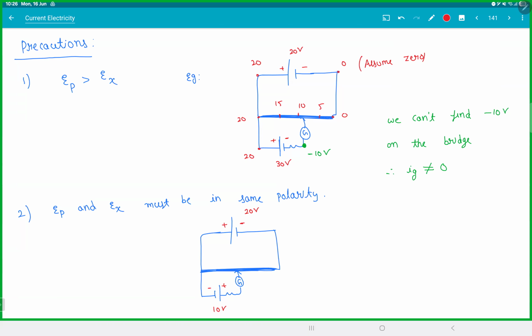There, I took care of the precaution one. The primary battery is greater than the secondary one. If I take this as 0 potential, this is 20 potential, this is 20, this is 0. Again, same story. This is 15, this is 10, this is 5. If this is 20, what will be the potential of this terminal now? Plus 30, isn't it? If you give the battery in reverse potential, the potential adds up. Even though you are smaller than the EMF, you are going to get more. Again, same story. Bridge will never be balanced. You won't find plus 30 anywhere on the bridge.